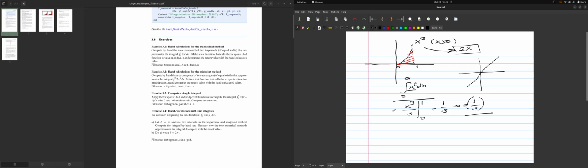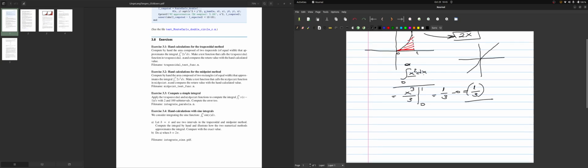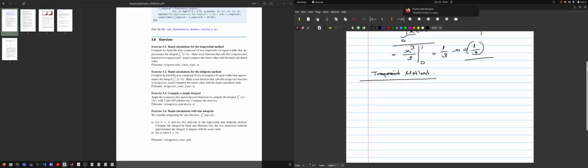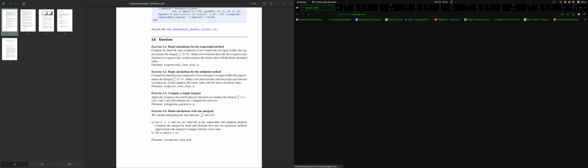So in this lesson I will show you the trapezoid and the midpoint method. What do we mean by the trapezoid method? So we all know trapezoids. If you make a quick search on the internet, you can see that a trapezoid is something like this, and the area of the trapezoid is a plus b over 2 times h.